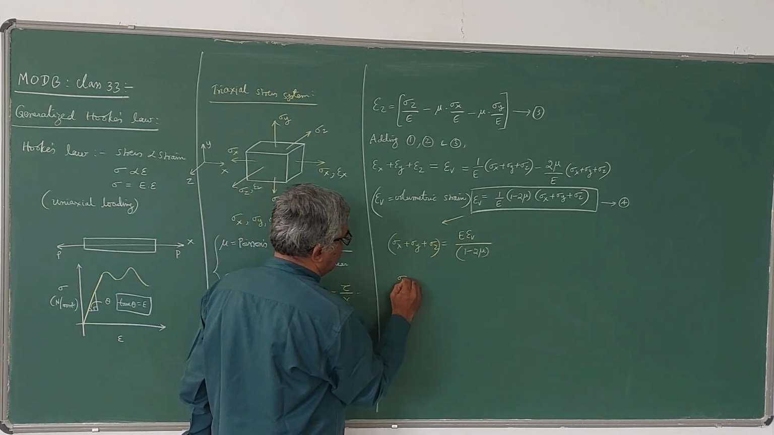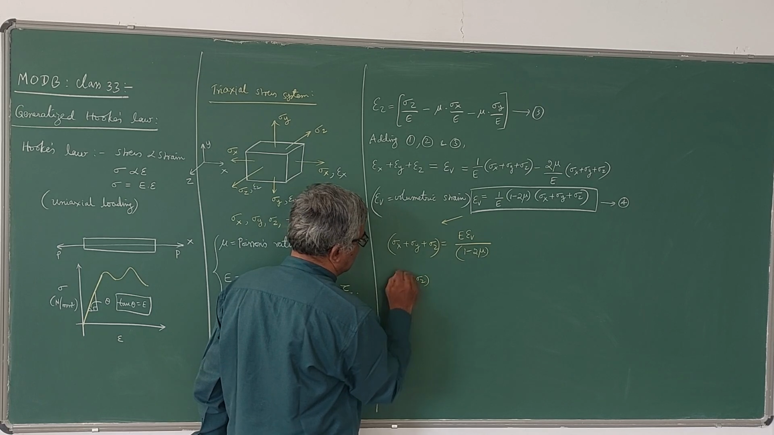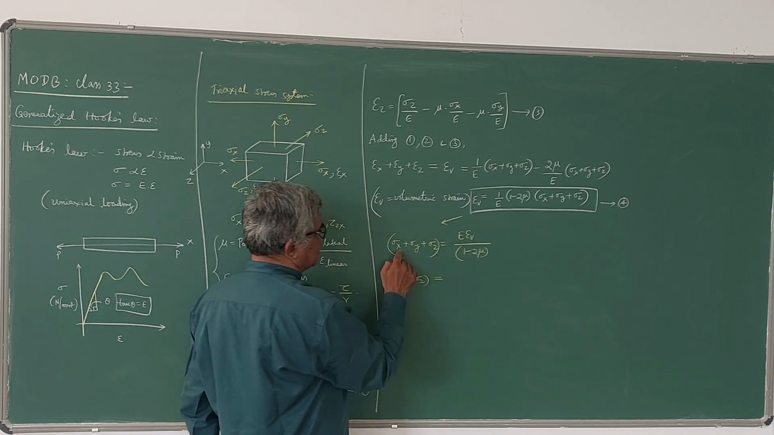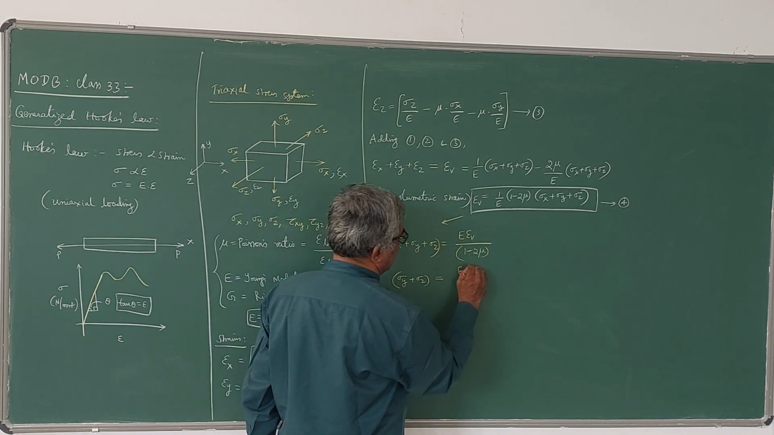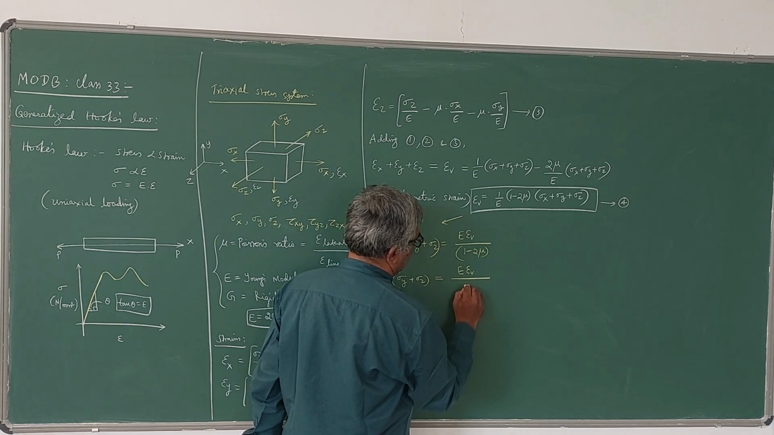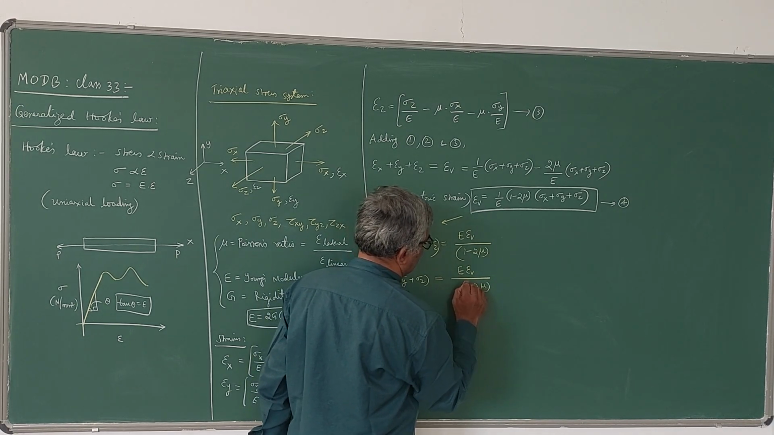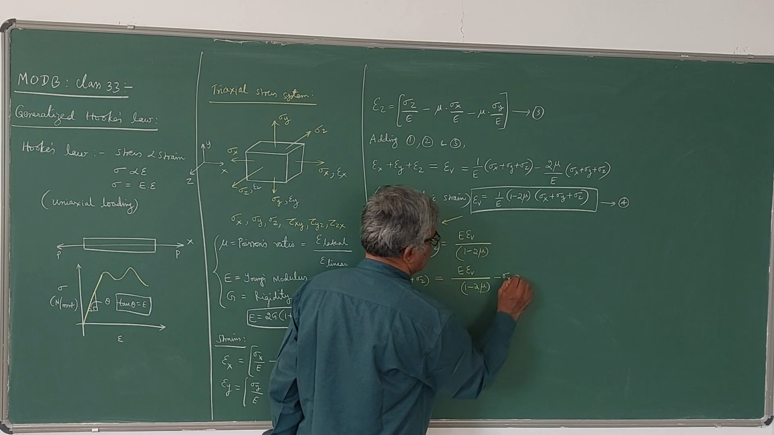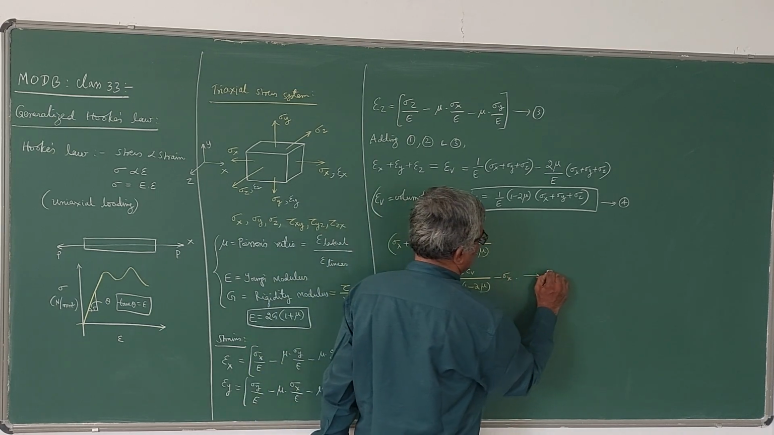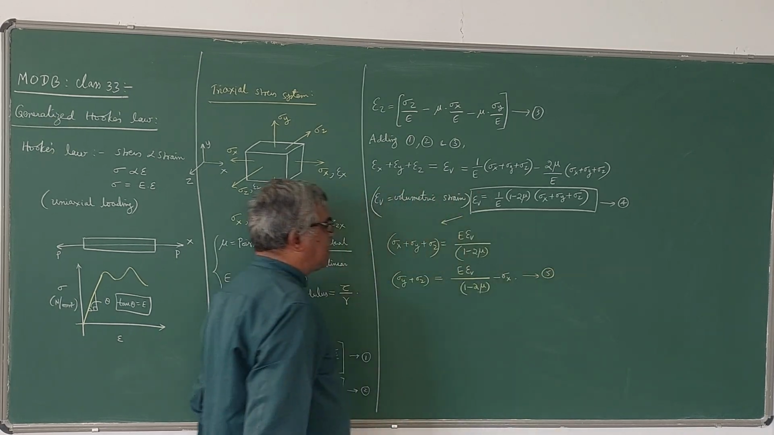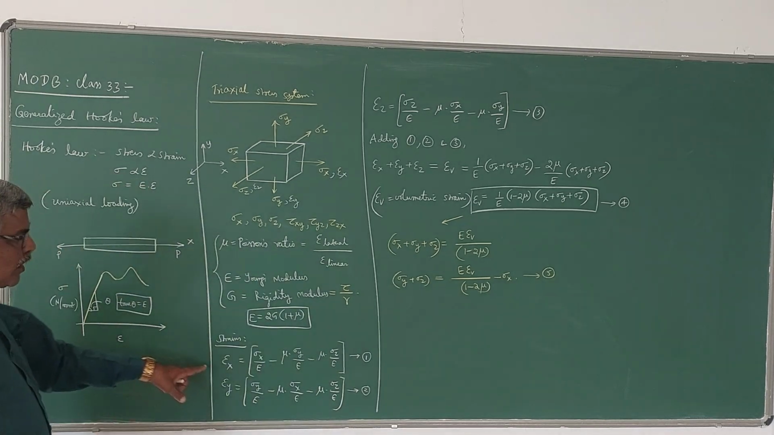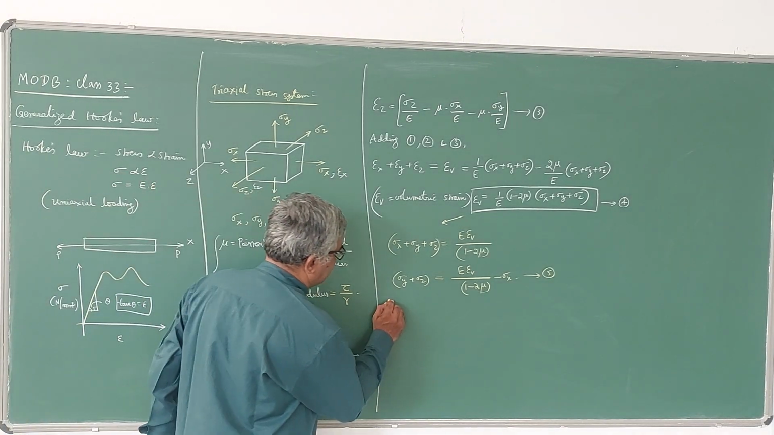Now, if I want only these two terms, sigma y plus sigma z, the sigma x goes to this side with a negative sign. So sigma y plus sigma z equals E into epsilon V divided by 1 minus 2 mu minus sigma x. So let me take this as 5. Now what I will do is take 1 and 5. Consider equation 1 now.